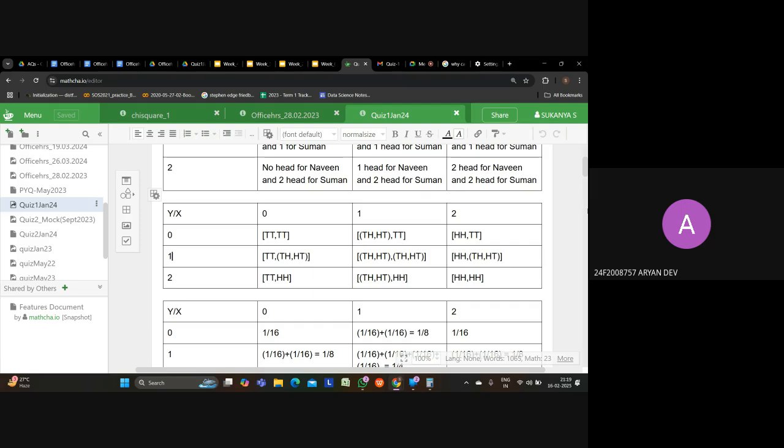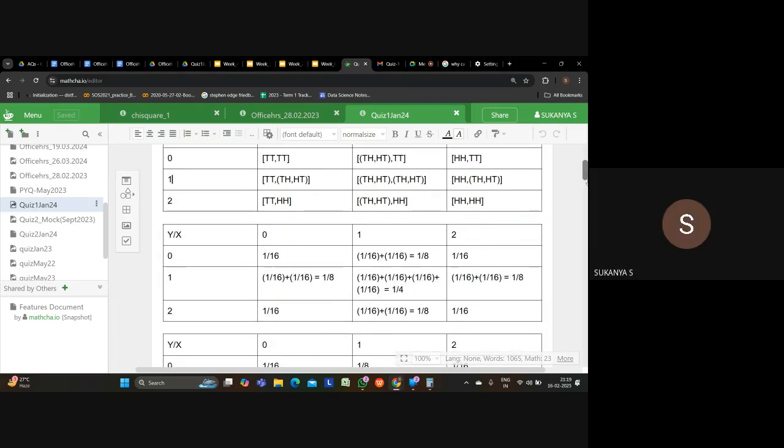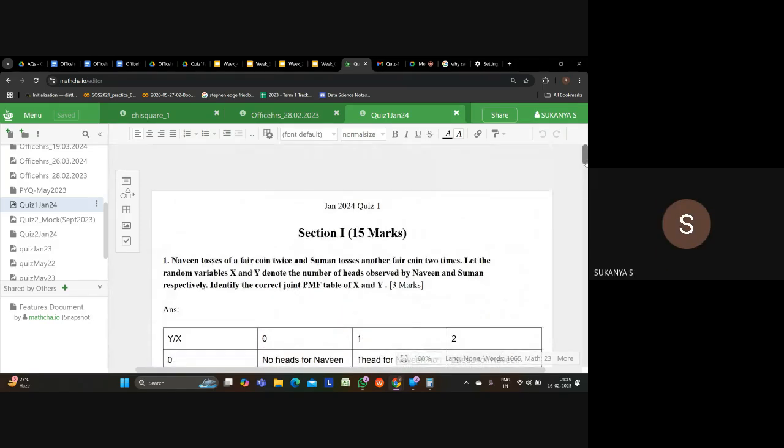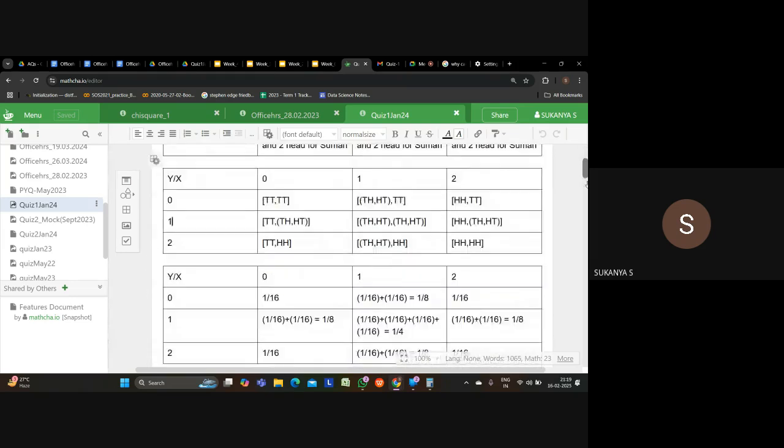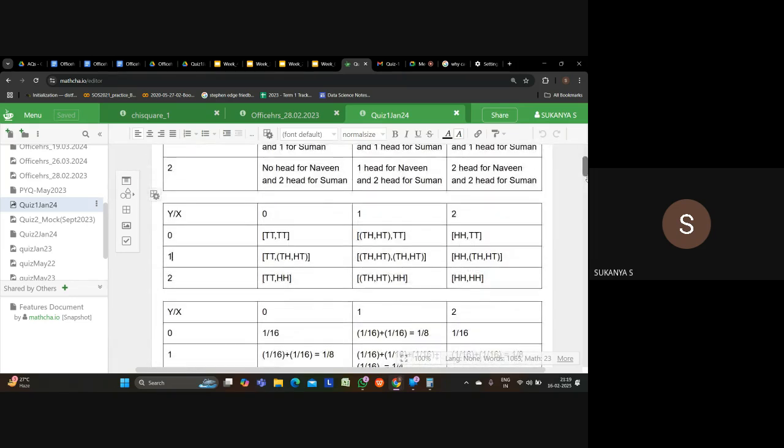And it's a fair coin, right? They are tossing fair coins, so the probability of head and the probability of tail is going to be 1 by 2. So the probability for both tails is 1 by 2 into 1 by 2, which is 1 by 4 for the first guy. For the second guy also it is 1 by 4. So it is 1 by 4 into 1 by 4, which results in probability 1 by 16.